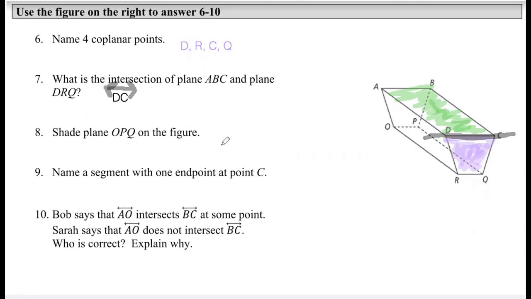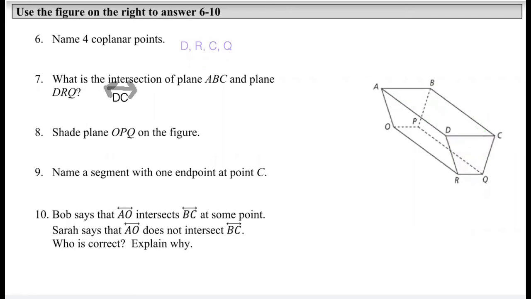Number 8 says shade or color in the plane OPQ. So before I do that, I'm going to unshade some things that we already did, just kind of in scratch work so that it won't confuse us. So let's take it back to a clean slate.